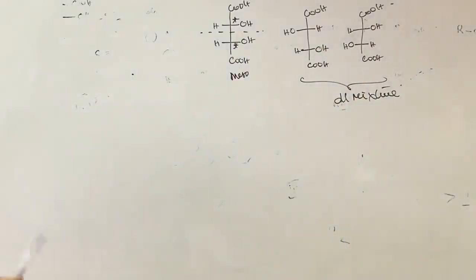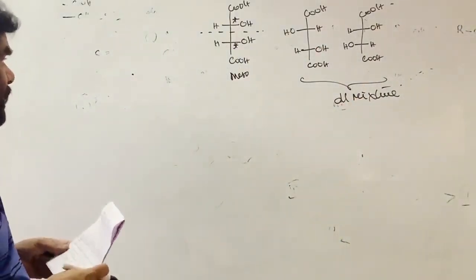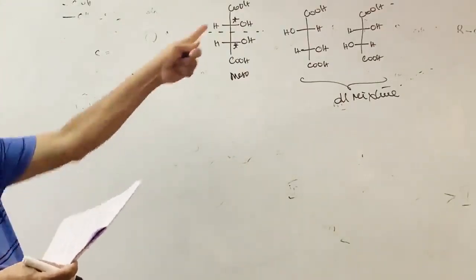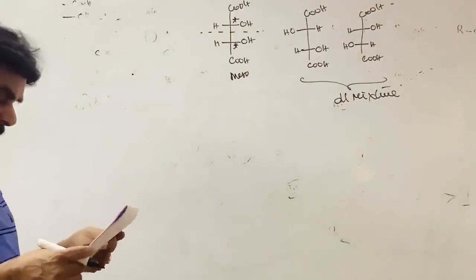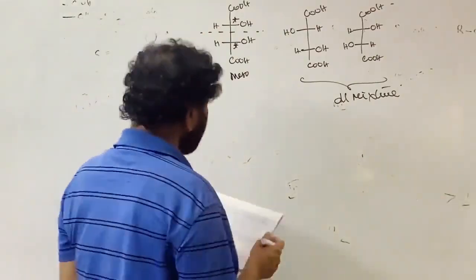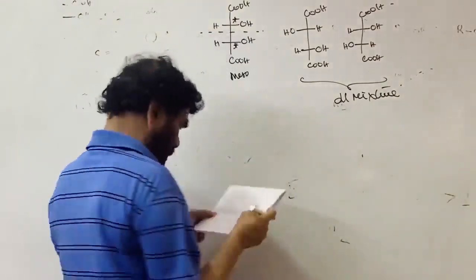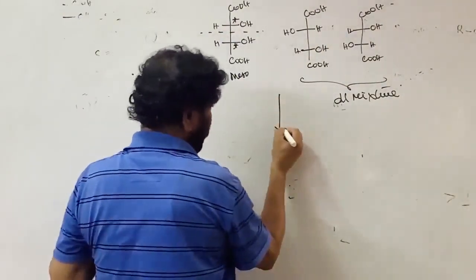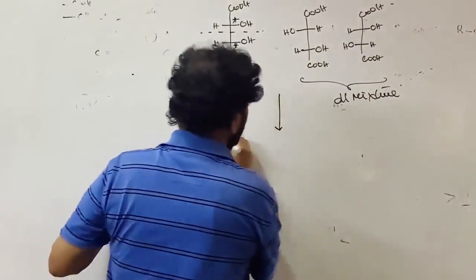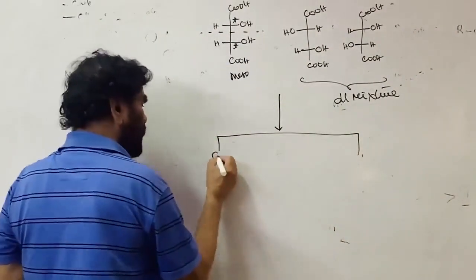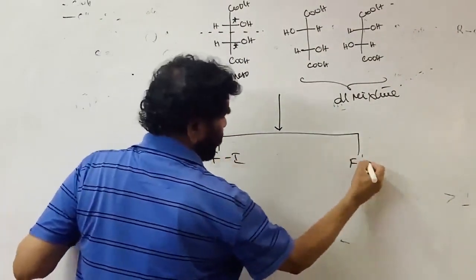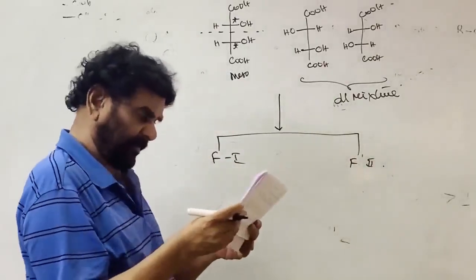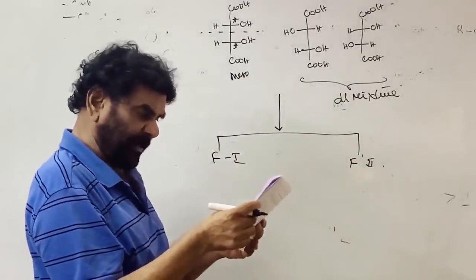RR, SS. You see, this is SS, that is RR. And now, this is treated, and on distillation, 2 fractions are formed. Fraction 1, fraction 2. Fraction 1 and fraction 2 are separated.